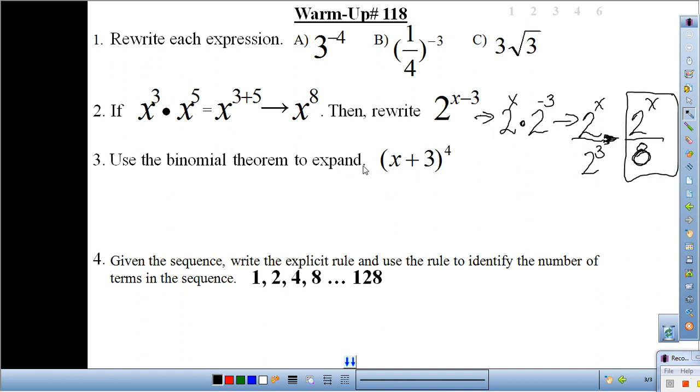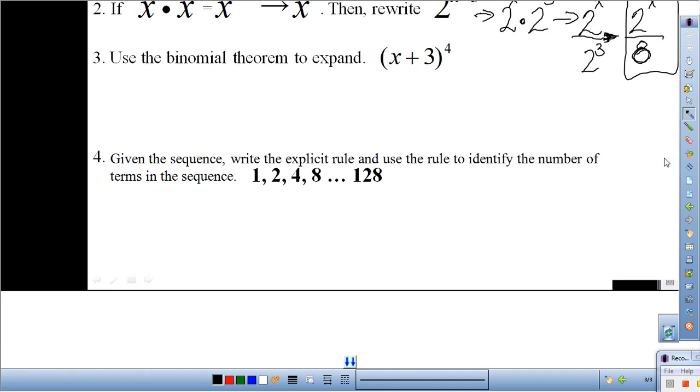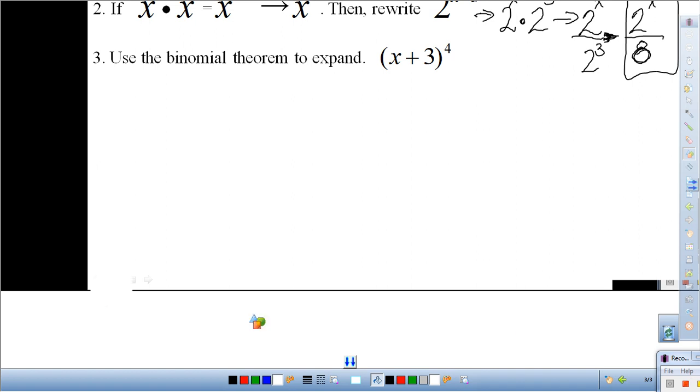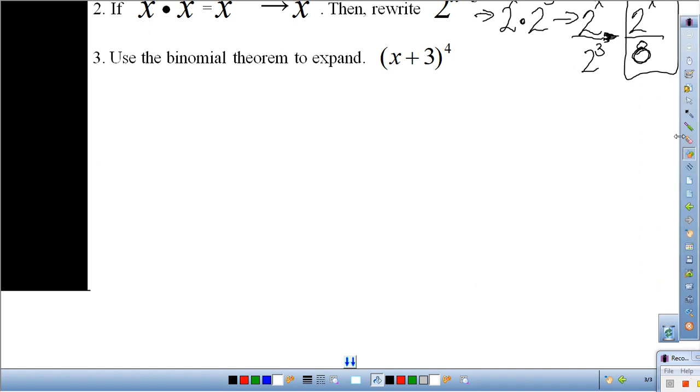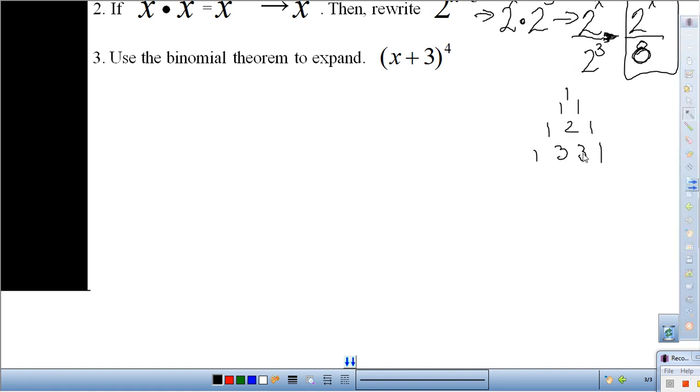Go to using the binomial theorem to expand. So let me make some room here. So the binomial theorem, you guys remember that we need the Pascal triangle, right? So we start our Pascal triangle over here on the side. So it's 1, 1, 1, 1, 2, 1, 1, 3, 3, 1. And when do we stop, Mr. Q? We stop whenever we see, because this one they tell us to raise it to the 4th power, whenever our pattern shows us that number. Right now we don't see it yet.